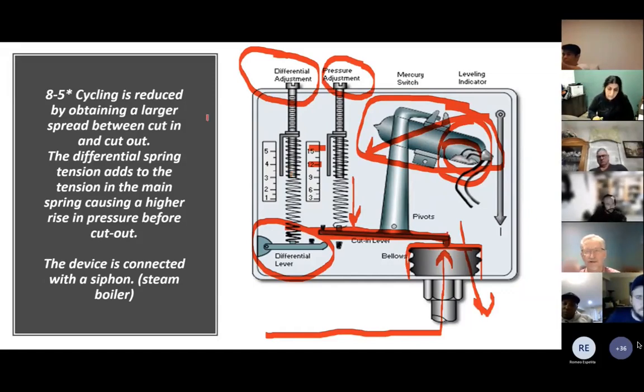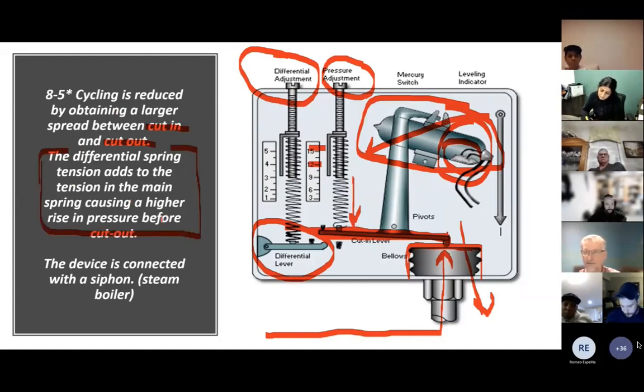Cycling is reduced. This starting and stopping is called cycling. We reduce cycling by obtaining a larger spread or difference between the cut-in pressure and the cut-out pressure. So this extra spring adds tension to the main spring, causing a differential between startup and shutdown.